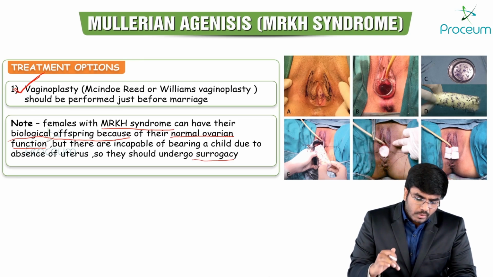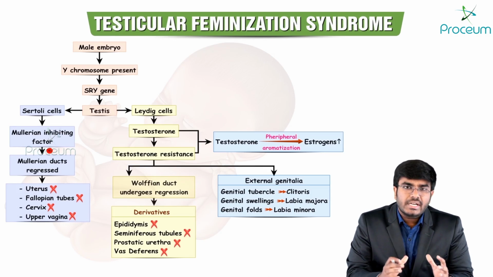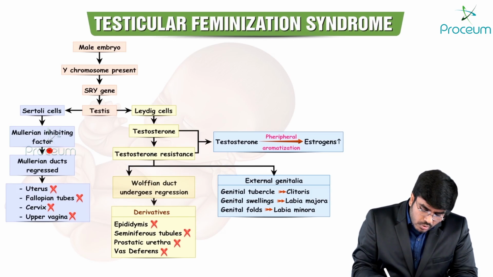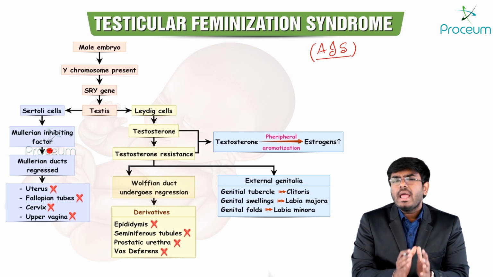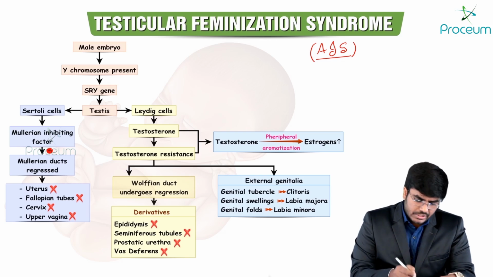Okay, now after Mullerian agenesis, let's discuss a very interesting condition known as testicular feminization syndrome, which is also known as androgen insensitivity syndrome. In the name itself, it is very clear that androgens are insensitive or non-functional. So, what's happening in this condition?